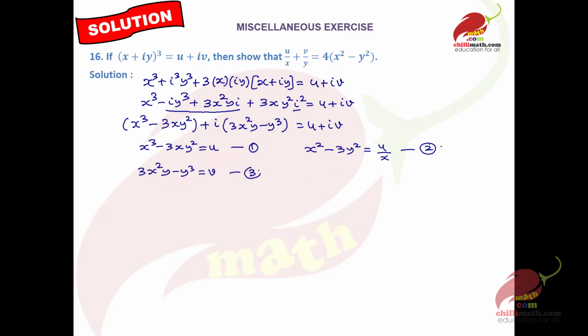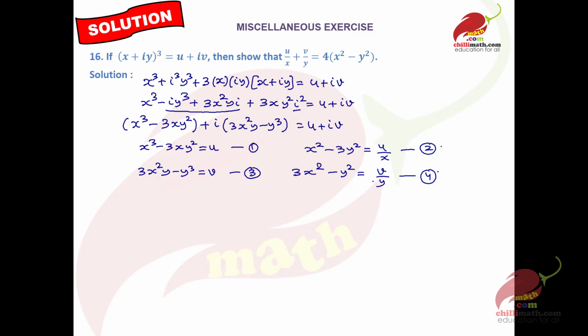Similarly, we can mark this equation number 3 and let's divide on both sides by y. We'll get 3x square minus y square equal to v upon y. Let us mark this equation number 4. We need to find u upon x plus v upon y and we have to prove it equal to 4 into x square minus y square.